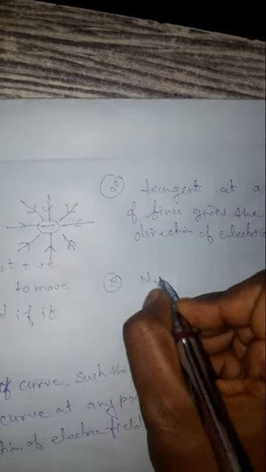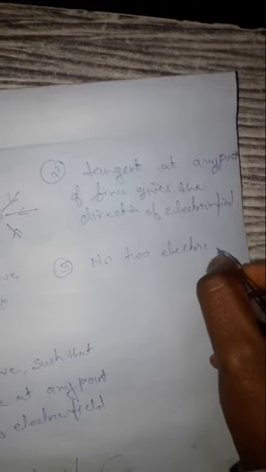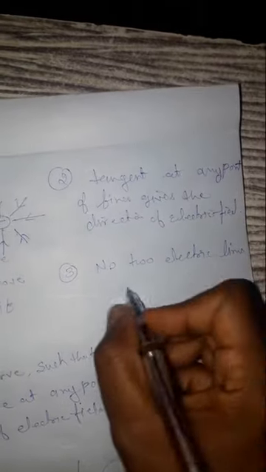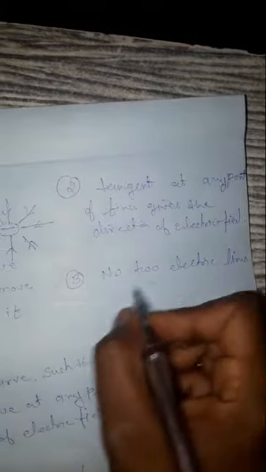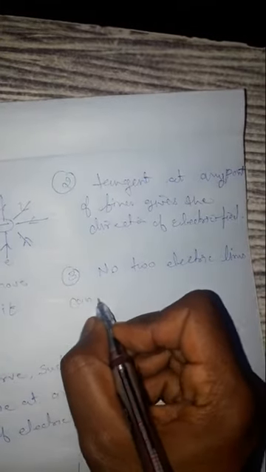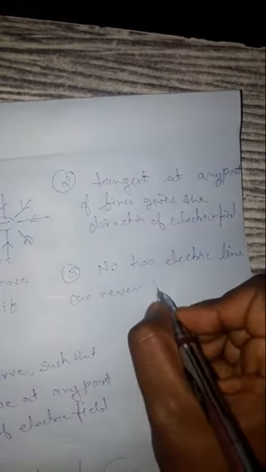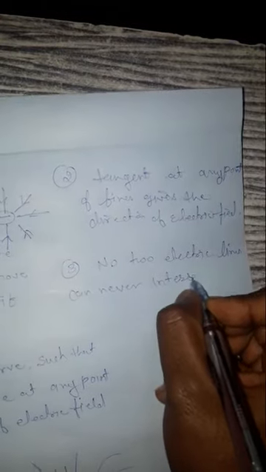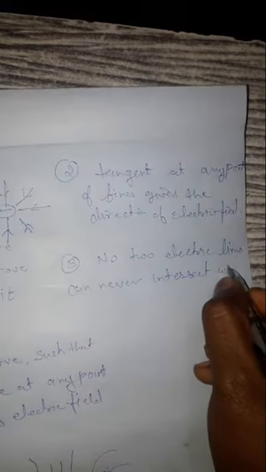No two electric lines of force, or field lines, are the same. Electric lines of force can never intersect with each other.